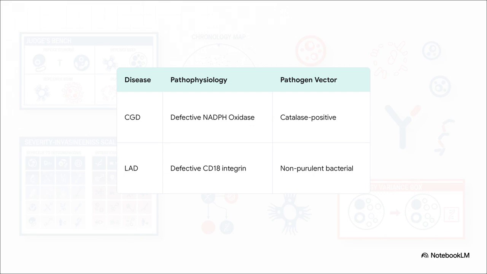In CGD, the underlying pathophysiology is a defective NADPH oxidase complex. In LAD, it's a defective CD18 integrin subunit. The pathogen vector for CGD primarily involves catalase-positive organisms, but for LAD, you're looking out for non-purulent bacterial skin infections.